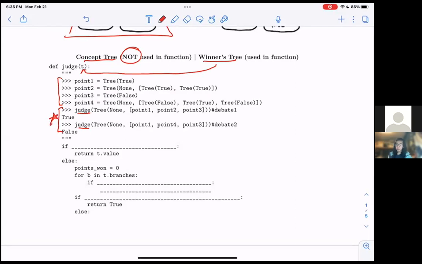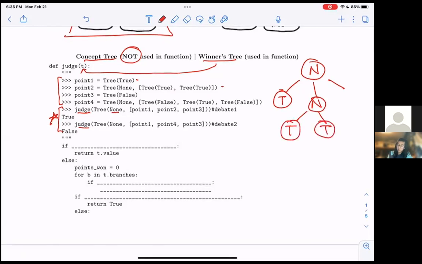So we can see that for the first call to judge, we take in a tree that has a root of None, and it has 3 branches that are made up of the subtrees 0.1, 0.2, and 0.3. So 0.1 is just a True node. 0.2 is a None root node, and it has 2 branches that are both True.